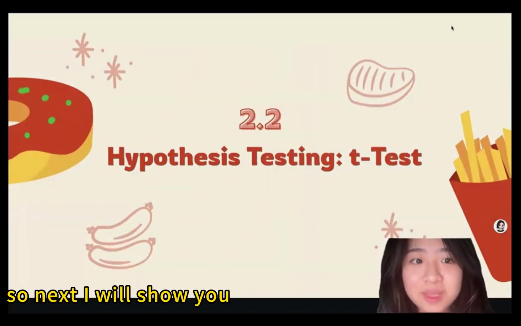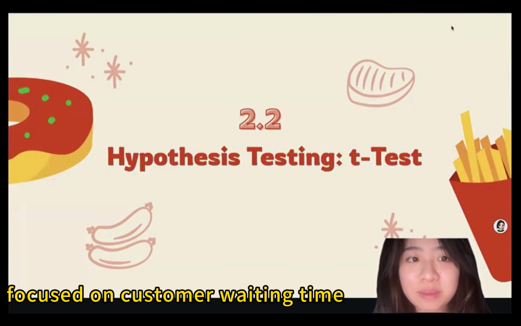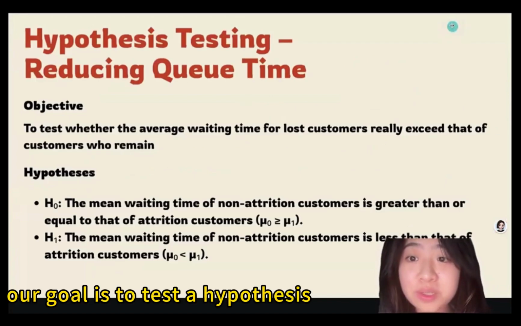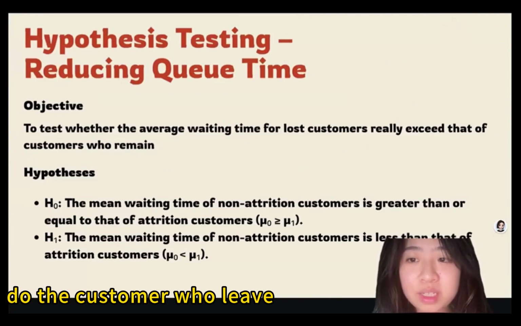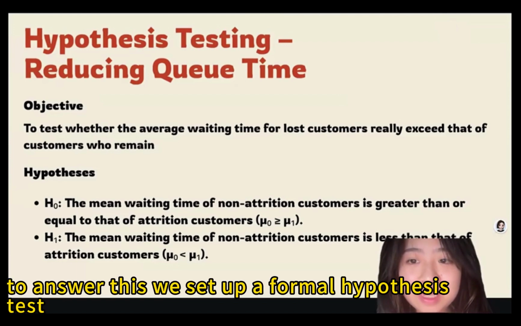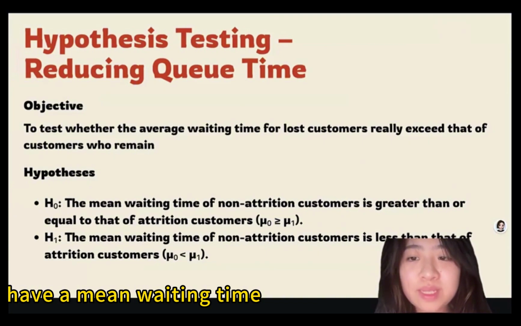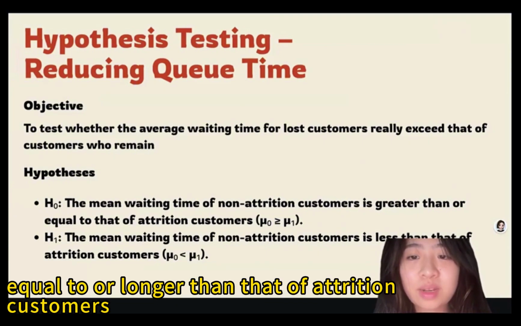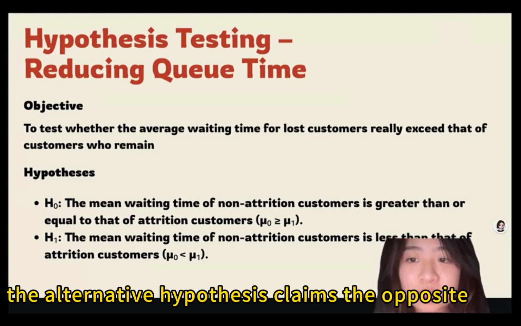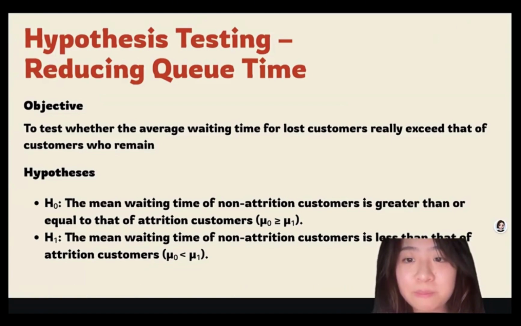Okay, thanks, Yifei. So next, I will show you a statistical analysis focused on customer waiting time and attrition. Our goal is to test a hypothesis. Do the customers who leave really wait longer than those who stay? To answer this, we set up a formal hypothesis test. The null hypothesis states that non-attrition customers have a mean waiting time equal to or longer than that of attrition customers. The alternative hypothesis claims the opposite. Non-attrition customers actually wait less than those who leave.